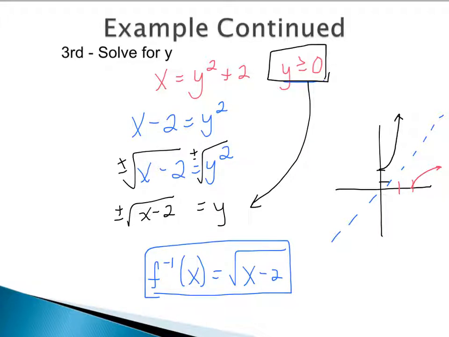So the restriction is important in order to make sure that your final answer is accurate, because if from the beginning we had that x is less than or equal to 0, that means when we substituted in and switched x and y, we would have y is less than or equal to 0, which would mean that we would actually want the negative square root of x minus 2. So this would be your final answer.